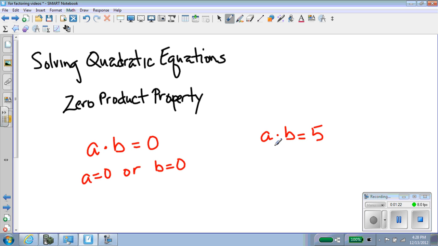Because if I tell you A times B equals 5, does A have to be 5, or maybe B have to be 5? No. A could be 10, and B could be 1/2. Neither one of them has to be 5. A could be negative 20, and B could be negative 1/4, right? It's not true that one of them has to be 5, but it is true that if A times B equals 0, one of the two had better be 0.